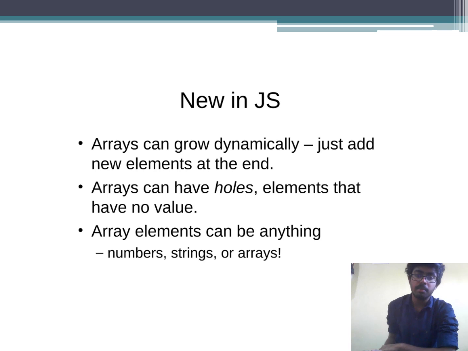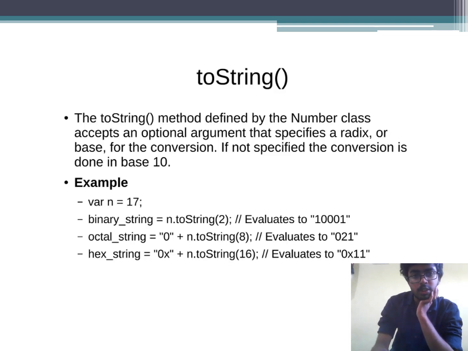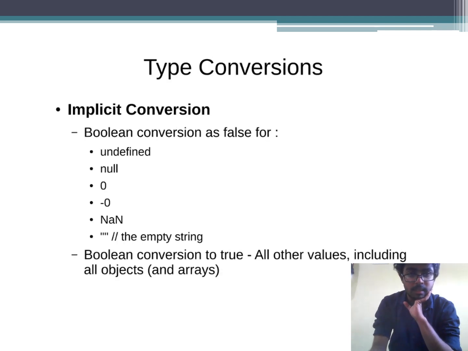Arrays can grow dynamically. Just add new elements at the end. Arrays can have holes, elements that have no value. Array elements can be anything, like numbers, strings, or arrays. The toString method, defined by the Number class, accepts an optional argument that specifies a radix or a base for the conversion. If not specified, the conversion is done in base 10.